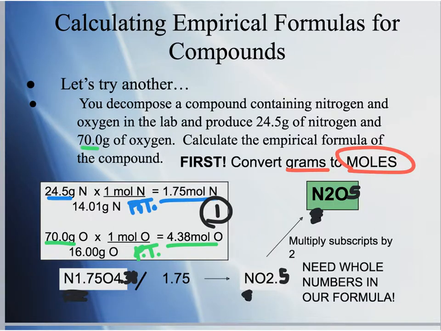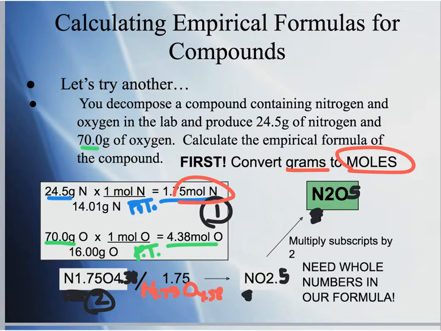Our second step, all right, is putting that into a crude formula. So it's kind of funky here. So let me write it right here. So our crude one is N1.75, because that's how many moles we figured out there was. And then O4.38, right? But remember, formulas are always whole numbers.